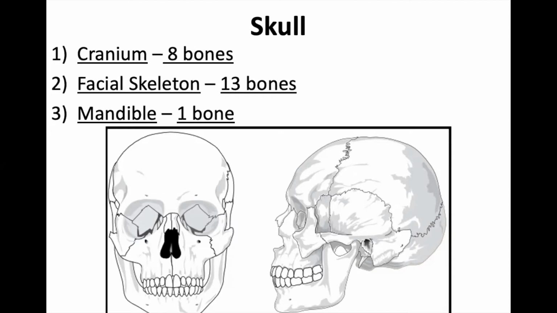Your skull, like I said, is separated into your cranial bones, your cranium, and your facial bones. Your cranium has 8 individual bones, and your facial bones have 13. Luckily, a lot of these are doubled up, so we don't have to memorize as many. And at the bottom, we have the mandible. So let's go through them.